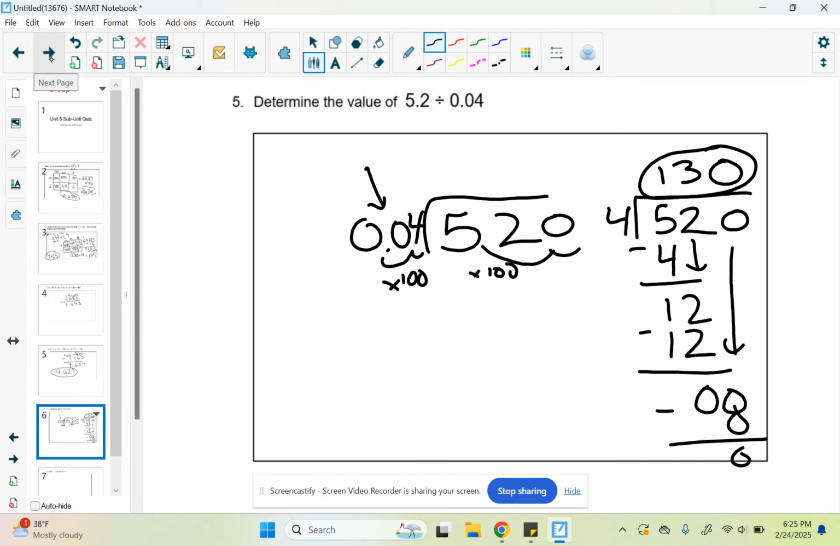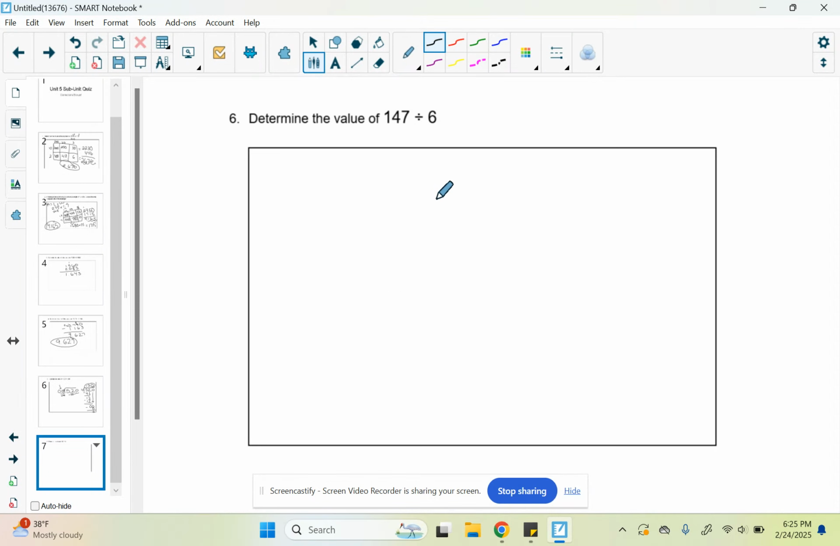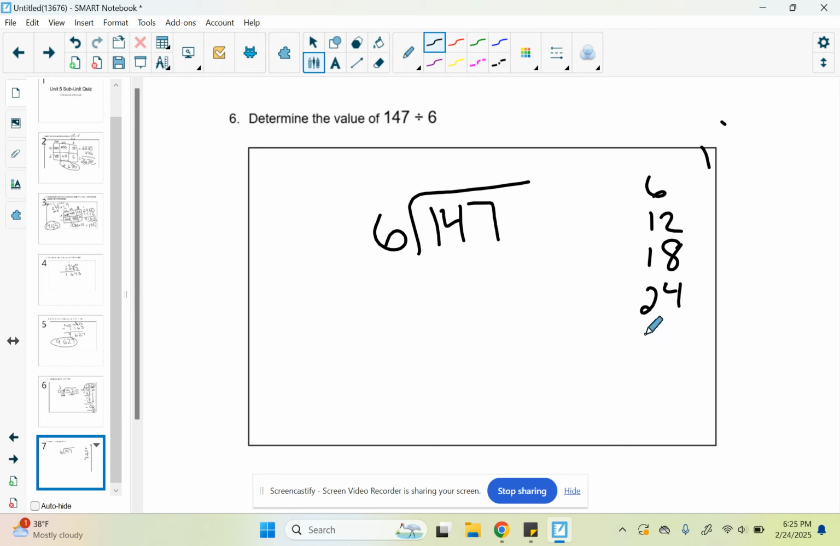All right, let's do our final problem. 147 divided by 6. So 147 goes on the inside because it is first, 6 goes on the outside. All right, and now I'm going to write some multiples of 6 over on the side just to help me. Times 4 is 24, times 5 is 30, times 6 is 36, times 7 is 42. We can add more if we need, but I don't think we will.